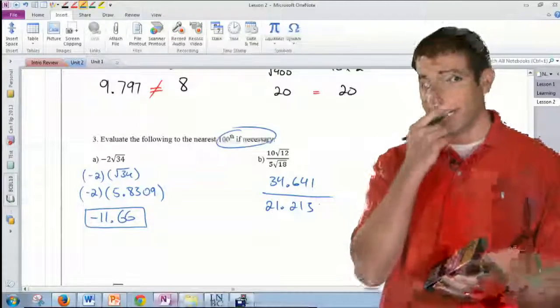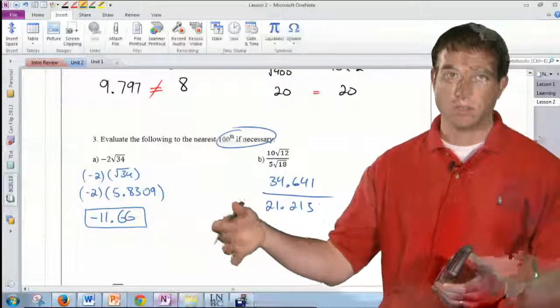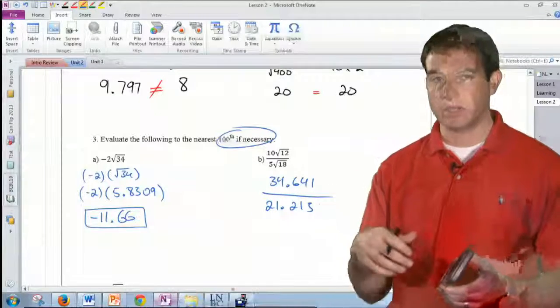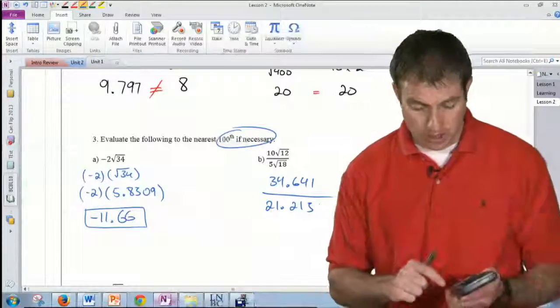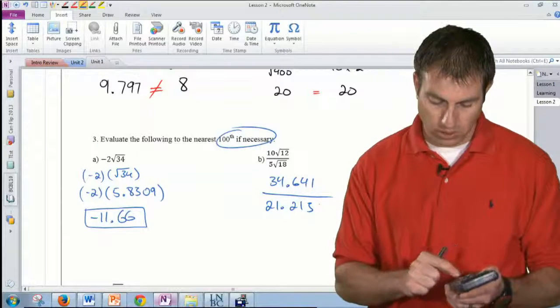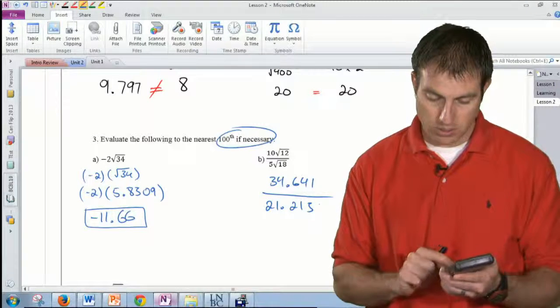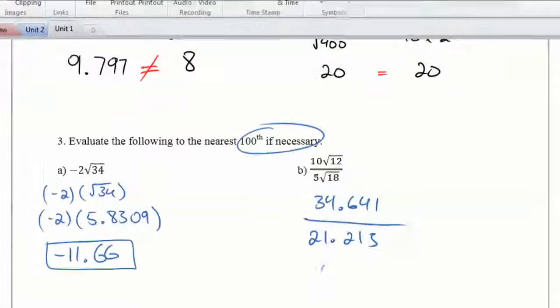So I'm going to just keep my decimal places to the thousandths or one additional one. So when I round, it's not going to have any effect on my answer. I'm going to take that 34.641 and then divide it by the 21.213. And I end up with 1.63.